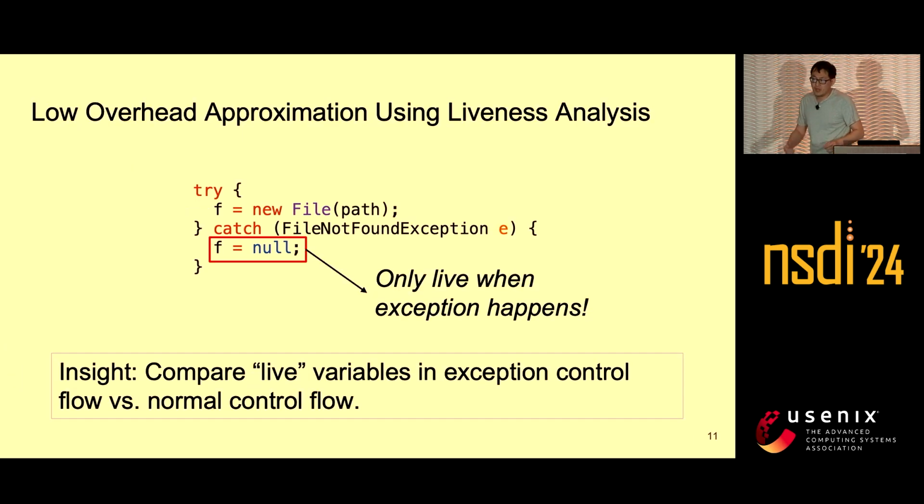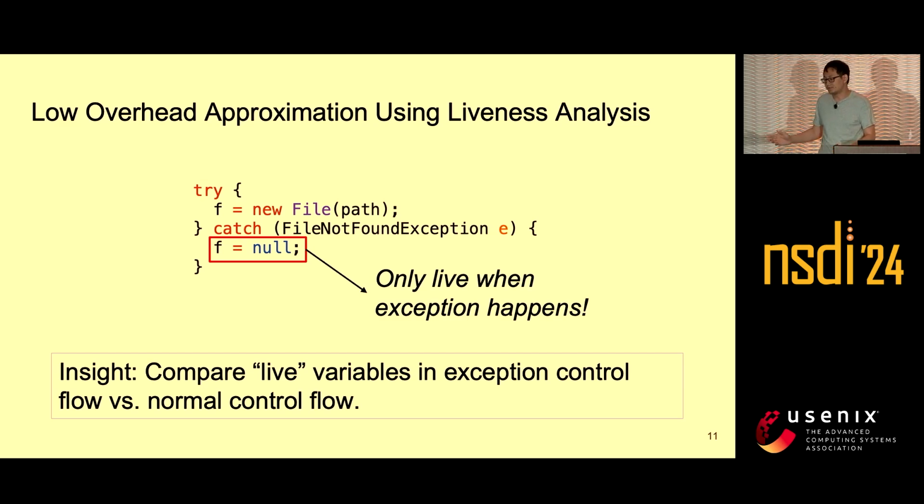So to achieve both low overhead and high accuracy, our insight is to use liveness analysis as an approximation of the affected state. Liveness analysis is a well-studied technique used by many compilers and static analysis tools. The original goal of liveness analysis is to allocate stack frames for local variables. Our insight is that we can use liveness analysis to understand how live variables change for exception flow compared to the normal flow. This gives us a good approximation of the affected states of each exception.